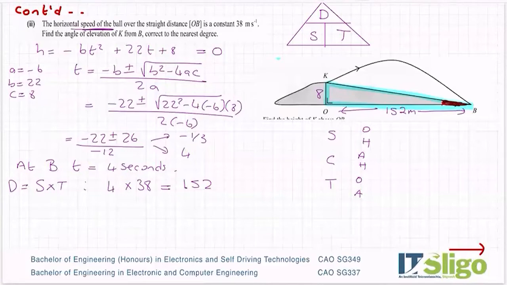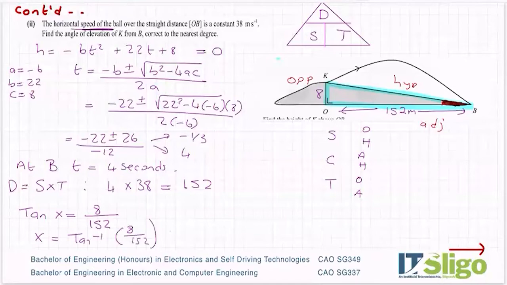So find the angle of elevation then. So we label our sides. 8 is my opposite, he is my adjacent, and he is my hypotenuse. Okay, so it is actually tan this time. So the tan of the angle equals opposite over adjacent. So therefore x, the angle, is equal to the tan inverse of 8 over 152. Get my calculator. Tan inverse of 8 over 152. And I'm getting 3.01 degrees for that. And to the nearest degree, 3 degrees.